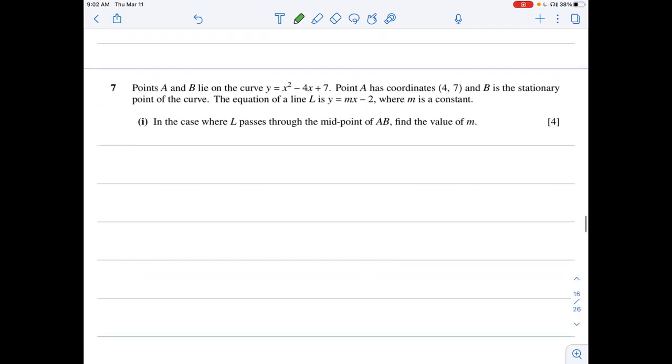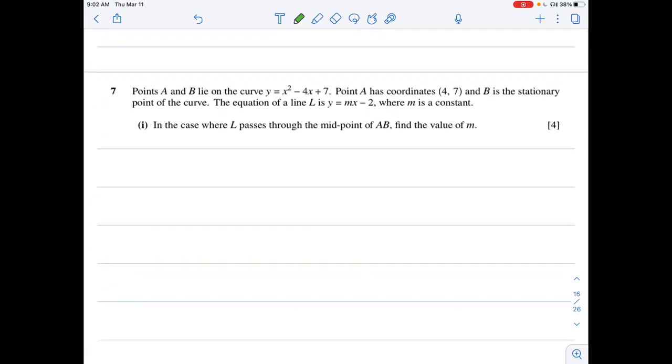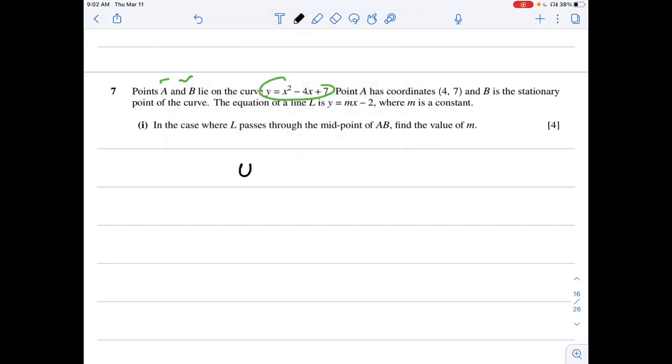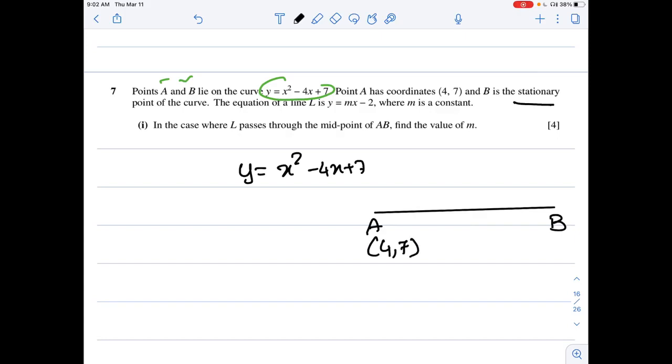Now coming to question number 7. Points A and B lie on the curve y is equal to x squared minus 4x plus 7. So let AB be 2 points. Maybe they are only on the curve and they will be thinking they also form a straight line. Point A is 4, 7. B is a stationary point on the curve.